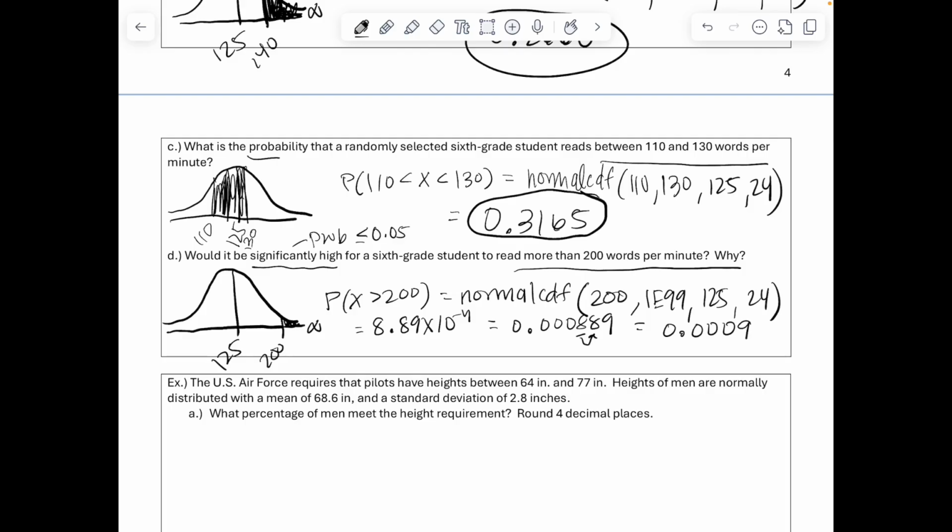And is this significantly high? And the answer is going to be yes. And the reason why is because the probability is equal to 0.0009, and that is less than that cutoff, which is 0.05.